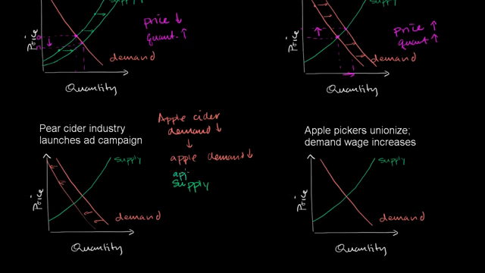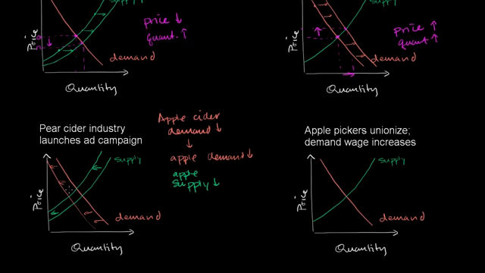And so the apple supply, I want to be clear here that we're talking about the apple supply, might go down. So it will also shift to the left. So they're both shifting to the left. Now, what is likely to happen here? So the demand went down and the supply went down. They both shifted to the left.